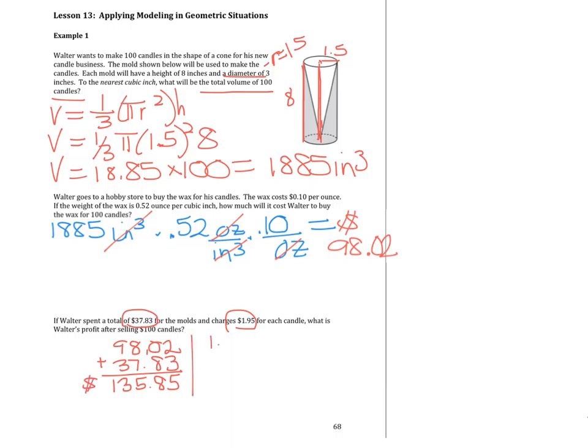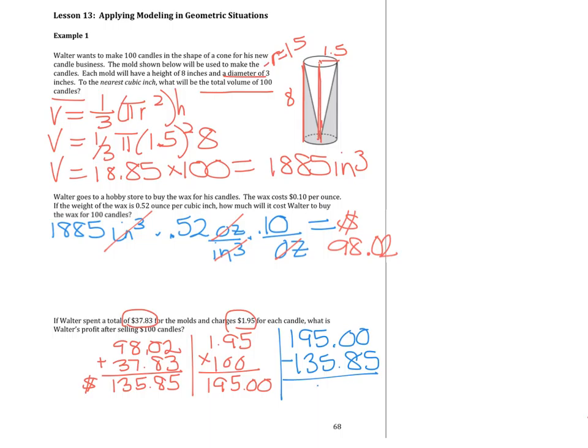Now if we take $1.95 and multiply that by 100 candles, we get $195. And if we take the $195 and subtract his beginning incurred cost of $135.85, we get a difference of $59.15, and that's his profit.